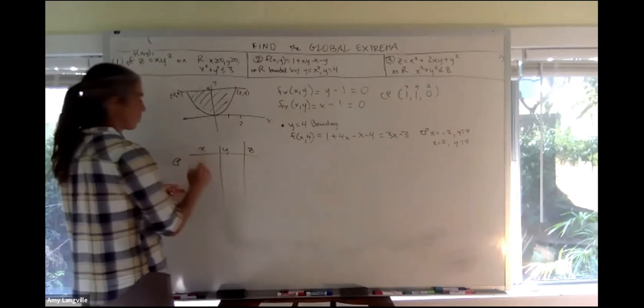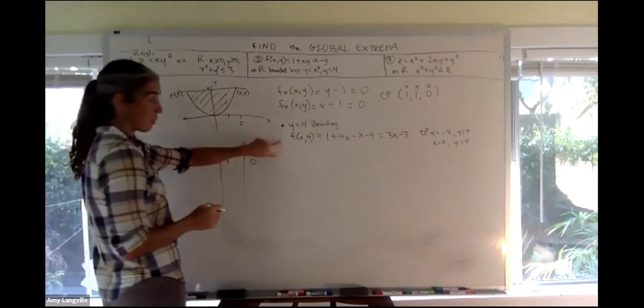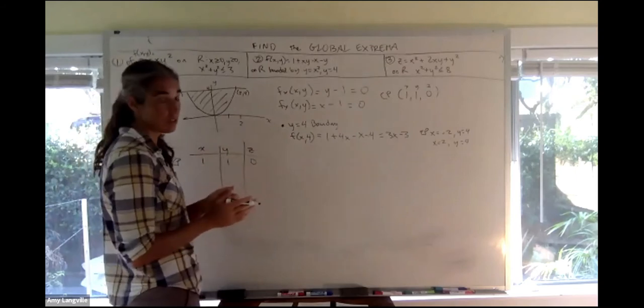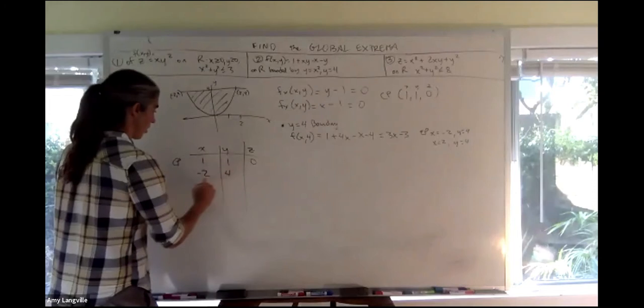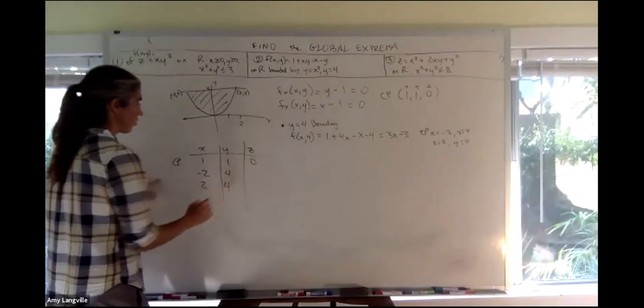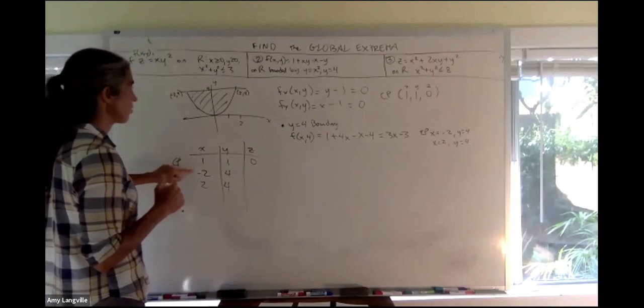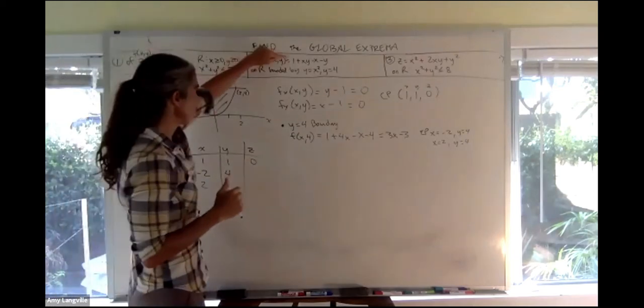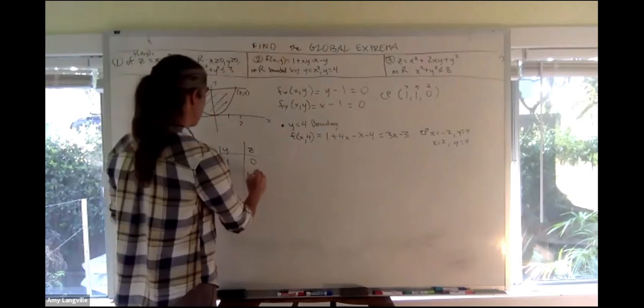So the CP for the whole problem was 1, 1, 0. We just found a couple endpoints along this boundary. This boundary didn't have any CPs to check. So the endpoints were at -2, 4, and 2, 4. And what are the corresponding z values? Let's say for x equals -2 and y equals 4.